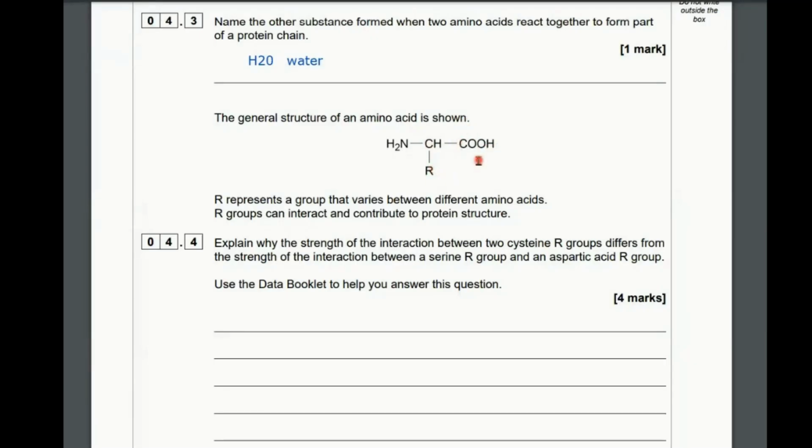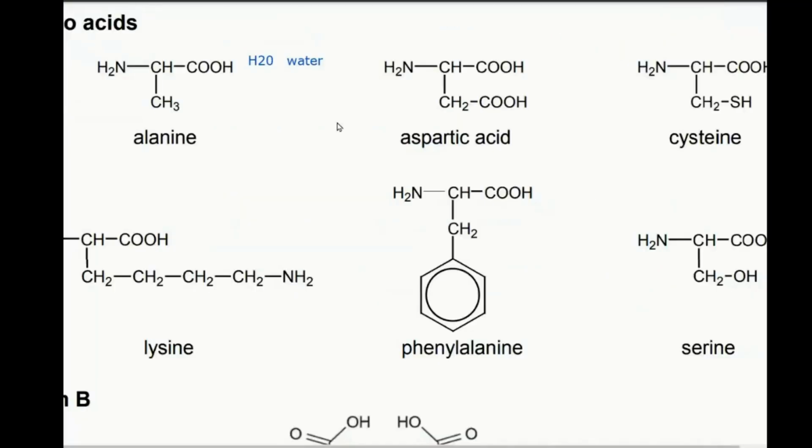Right, the general structure of amino acid is shown. H2NCH with an R group. R represents a group that varies between different amino acids. R groups can interact and contribute to protein structure. 4.4. Explain why the strength of the interaction between 2 cysteine R groups differs from the strength of interaction between a serine R group and an aspartic acid R group.